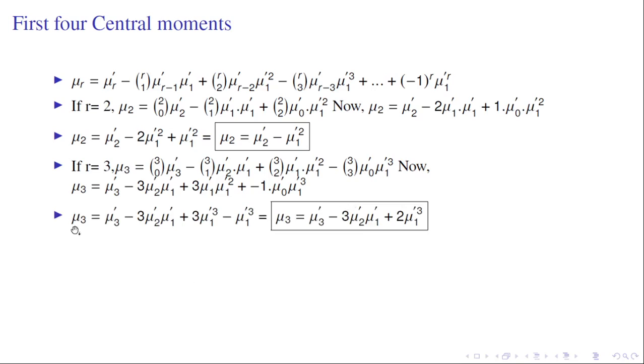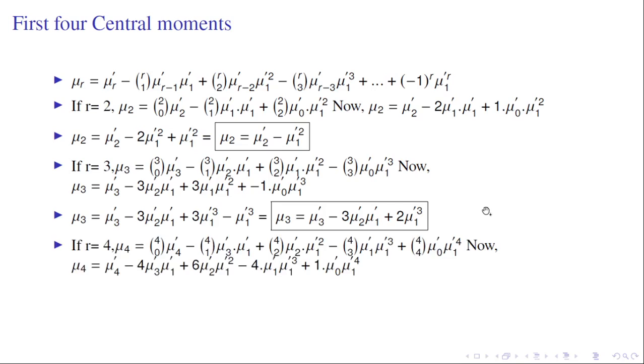Now mu 3 is equal to mu 3 dash minus 3 mu 2 dash mu 1 dash plus 3 into mu 1 dash whole square, mu 1 dash, that is mu 1 dash whole power 3, minus this is 1, mu 1 dash whole cube remains with minus sign. Here with plus sign 3 mu 1 dash whole cube and with minus sign 1 mu 1 dash whole cube, 3 minus 1, 2 remains with plus sign. So mu 3 is mu 3 dash minus 3 mu 2 dash mu 1 dash plus 3 minus 1, 2 mu 1 dash whole cube.